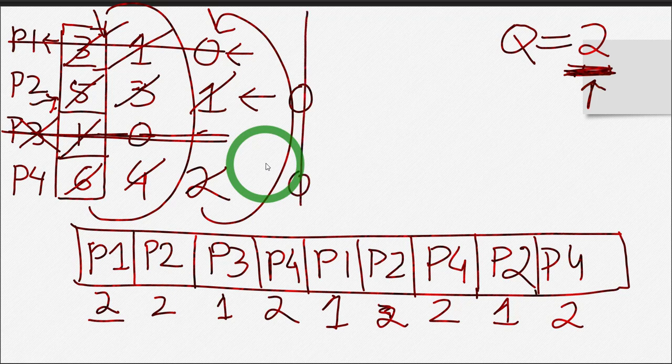And this is your chart of your execution order if we are using round robin. So this is the order in which the processor will be run.